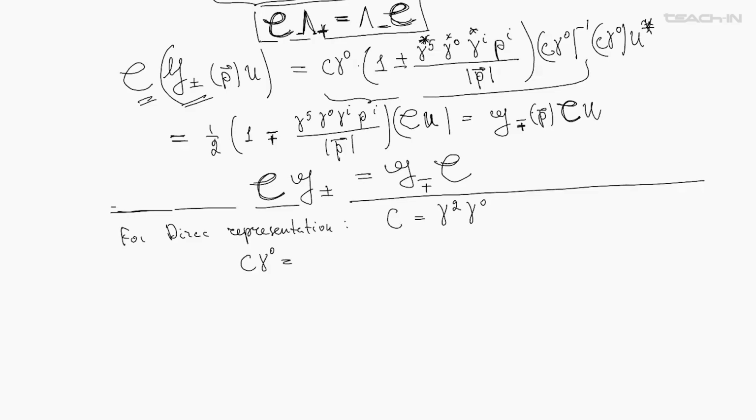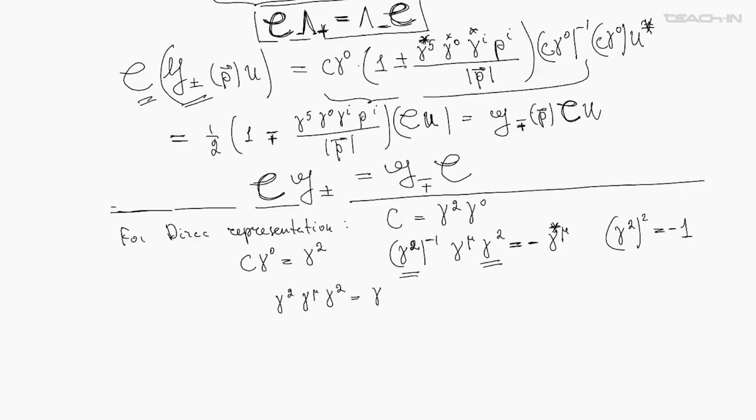And then we see that if we take (γ2)^-1 and multiply it with γ^μ, γ2, then what happens is that we will get minus γ^μ star in this representation. That's exactly what this matrix γ2 will do for us. Let's see. So γ2 squared is equal to minus 1. Therefore, if I replace (γ2)^-1 with minus γ2, then this is the same as to say γ2 γ^μ γ2 is equal to γ^μ star. Right.